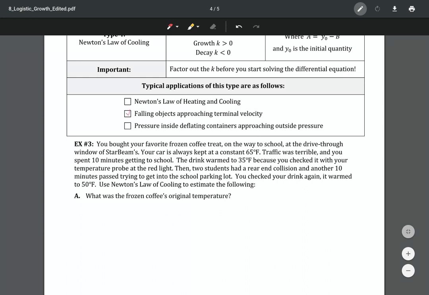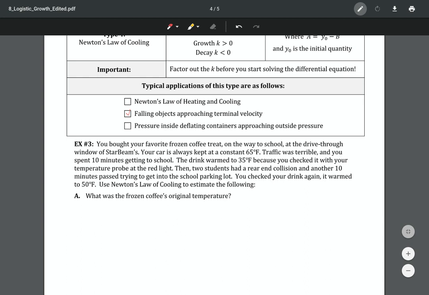This is also very useful for falling objects approaching terminal velocity. In the real world, if you drop something from a really high place, terminal velocity is basically going to make the velocity terminal. It's not going to go any faster. But we'll just do this problem that we have here in front of us. So hang in there. I've been going pretty long, but just the way it is. Now we're going to go to example number 3.